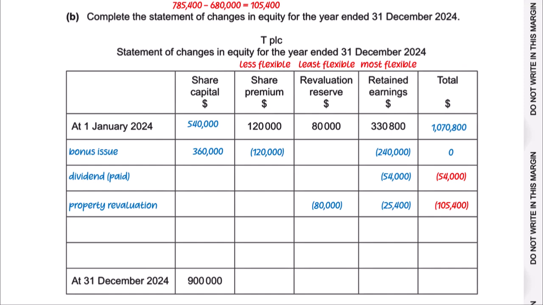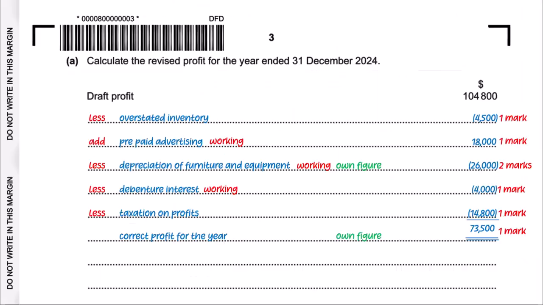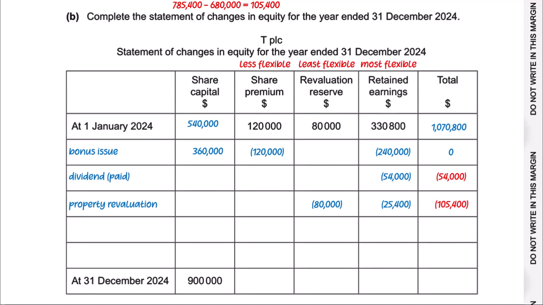Oh, hold on. A very important element of the statement of changes in equity was about to be missed, and that is profit for the year. We have calculated the correct revised profit, which is $73,500. We will add this to the retained earnings, and the total for this row is written as $73,500.